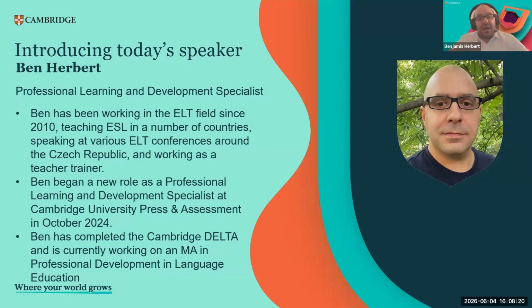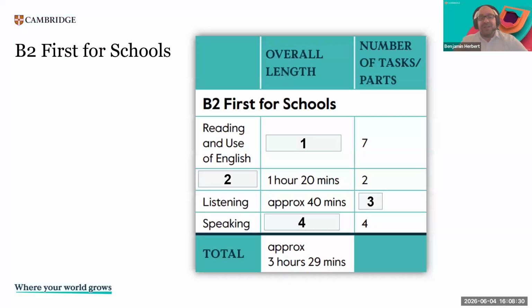So today, we're going to take a look at the B2 First for Schools exam with particular reference to the reading and use of English paper. Now, I thought we could begin just with an overview of the B2 First for Schools exam as a whole. So we can see here that the exam is divided into four parts, four papers. But you can see I've been a bit sneaky and I've hidden some of the information.